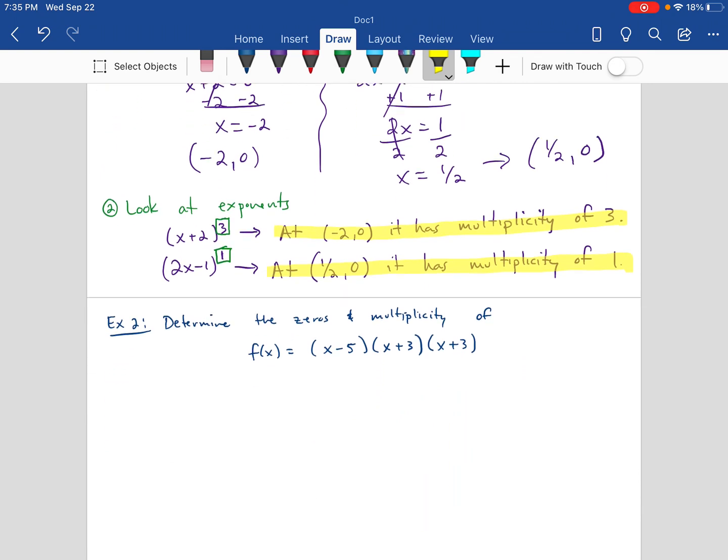You can go ahead and try example number 2, which is determine the zeros and the multiplicity of f of x is equal to (x minus 5) times (x plus 3) times (x plus 3). Okay, so go ahead and pause this video if you want to try that.